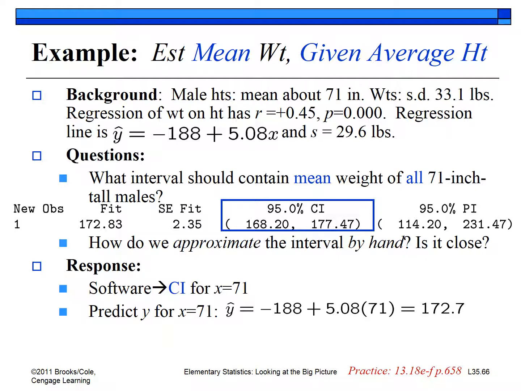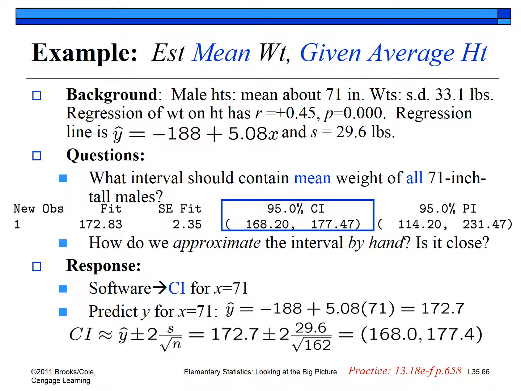Now, instead of adding and subtracting the typical residual size, we want to take into account the size of the sample. Since the sample size was 162, we will divide by the square root of 162 in that margin of error there. And that gets us a confidence interval of 168.0 to 177.4. And sure enough, that's pretty close.